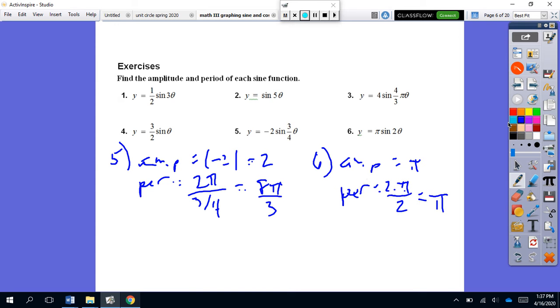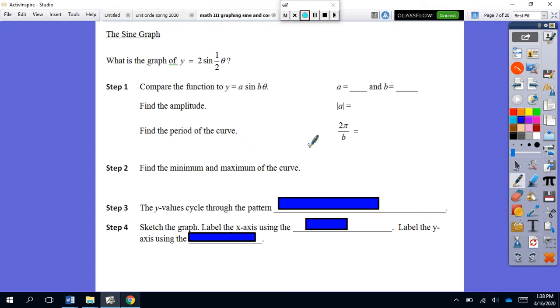Okay, so now that we know how to find the amplitude and period, let's go on to graph the function. You have to know the amplitude and period in order to graph it. So the first thing you want to do is find the amplitude and period. In this function, a is 2, so the amplitude is 2, and b is 1/2, so the period is 2 pi over 1/2, and that would just be 4 pi.